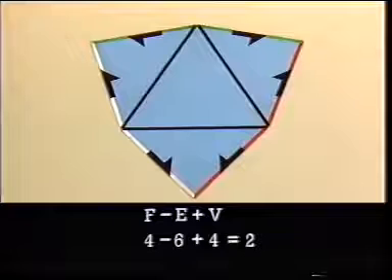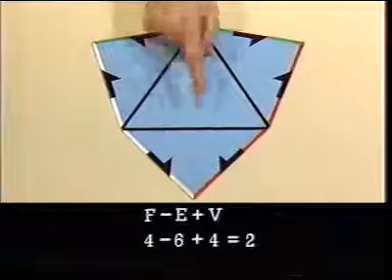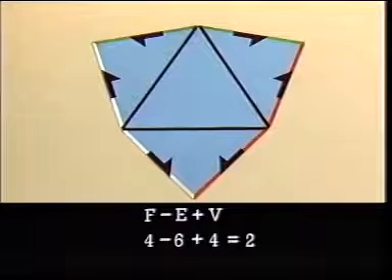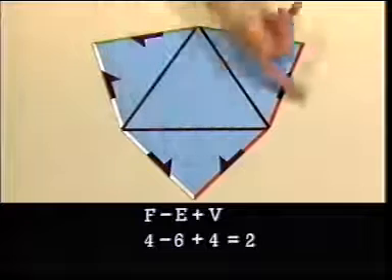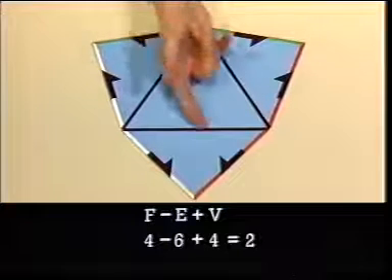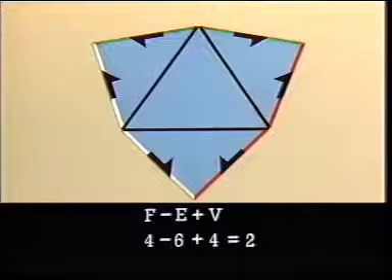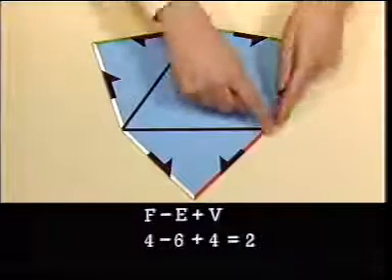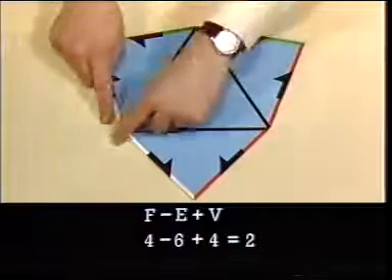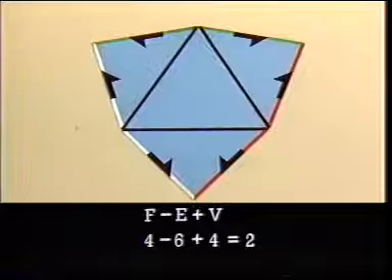Well, let's see. 4 faces is okay. Now, edges. It looks like we've got 9. 6 outside and 3 inside. But the outside edges have to be identified in pairs. So we've really only got 1, 2, 3 edges on the outside. Therefore, the total is 6.